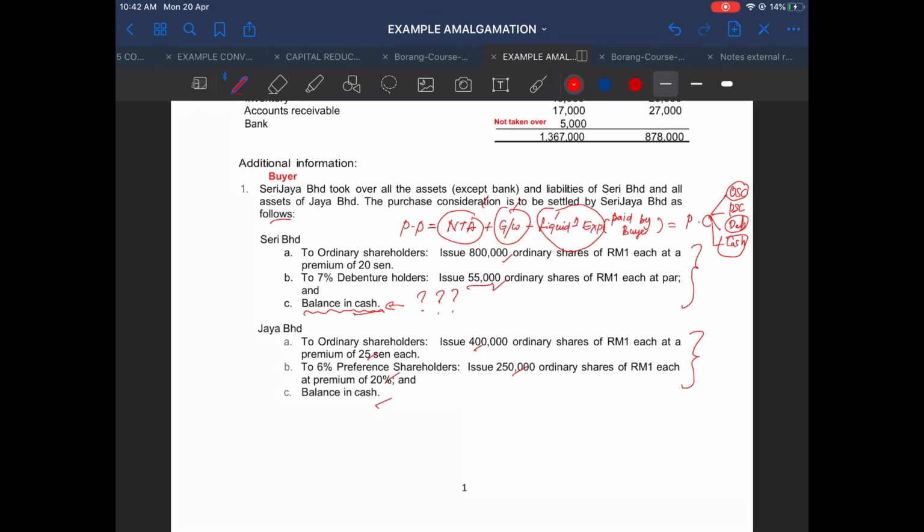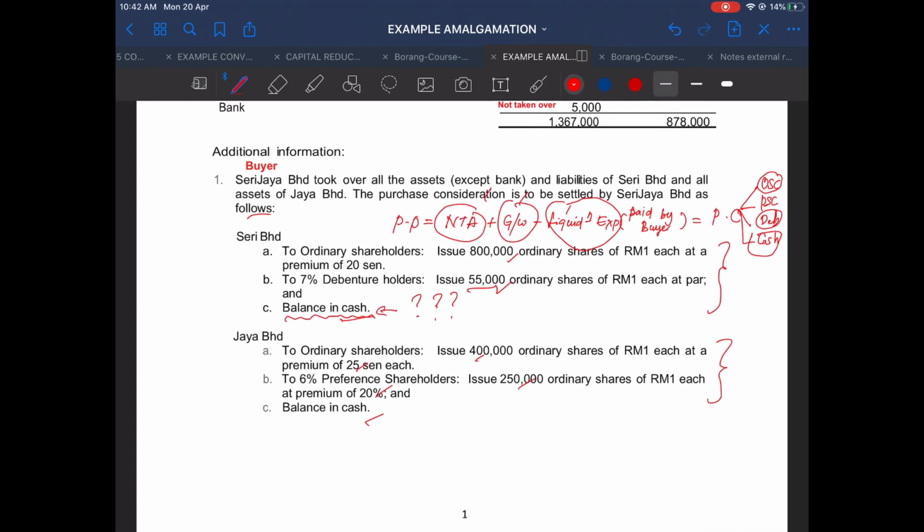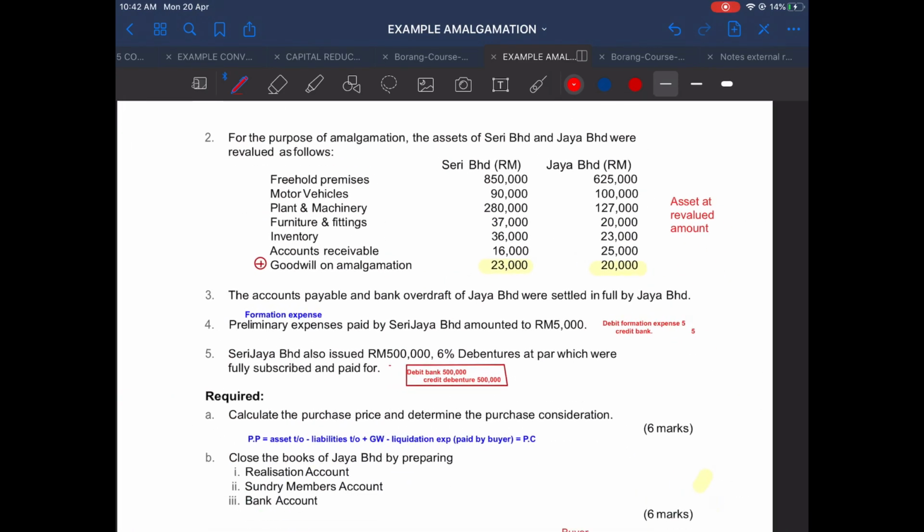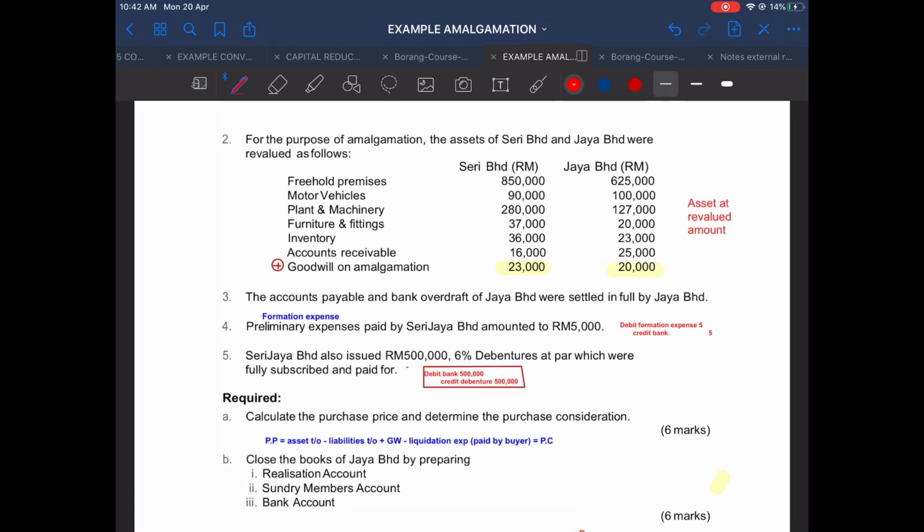So you cannot calculate the purchase price using purchase consideration. Therefore you have to calculate using net assets taken over plus goodwill minus liquidation expense paid by buyer. That is additional information number one, which deals with purchase consideration. Additional information number two says that for the purpose of amalgamation, the assets of Sri Berhad and Jaya Berhad were revalued. So this is the asset revalued amount.